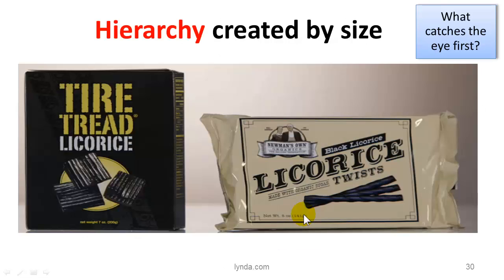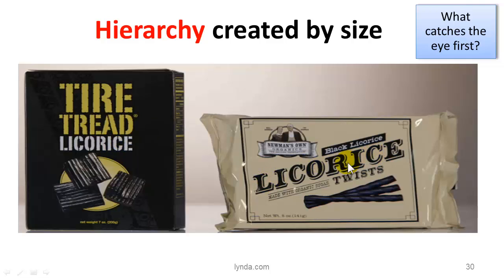So here we have two packages of licorice. On the left, here's tire tread licorice. Notice how the type is used. It creates a hierarchy. We have 3 levels. Look at the tire tread. The type actually is laid out to look like a tire tread, to look like the licorice. So the design is blending in with the meaning of the content, even the word licorice. Notice how they did the type. So we're conveying meaning of the product in the typography.